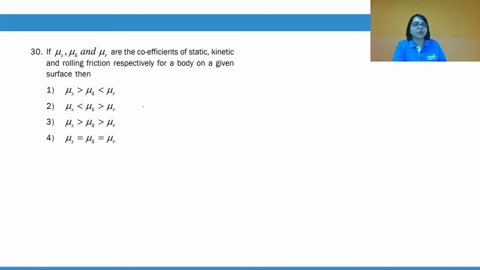Next is question number 30. If mu s, mu k and mu r are the coefficients of static, kinetic and rolling friction respectively for a body on a given surface, then we know that static is more than kinetic is more than rolling, right? So that is why mu s is greater than mu k is greater than mu r. So correct answer is option 3.